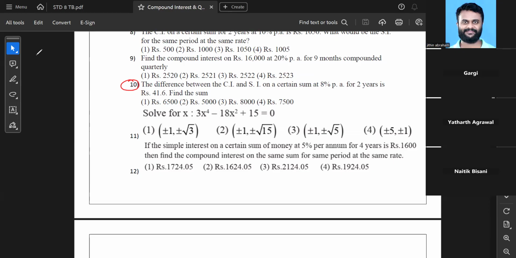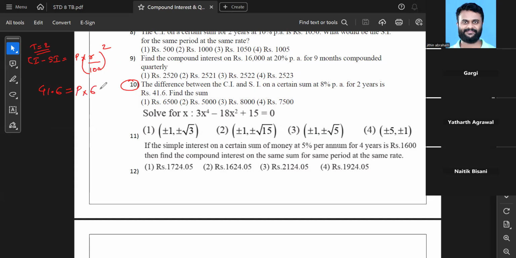Now I'll give you a very simple shortcut for this. Whenever the tenure is 2 years, the difference between compound interest and simple interest is principal multiplied by rate of interest का square. That's it. This is a shortcut formula which can give you the principal directly. इतना ही करना और कुछ करना ही नहीं है. So in this case, the difference between compound interest and simple interest is how much? They have already given this to be 41.6. The principal we have to find multiplied by 8% का square.